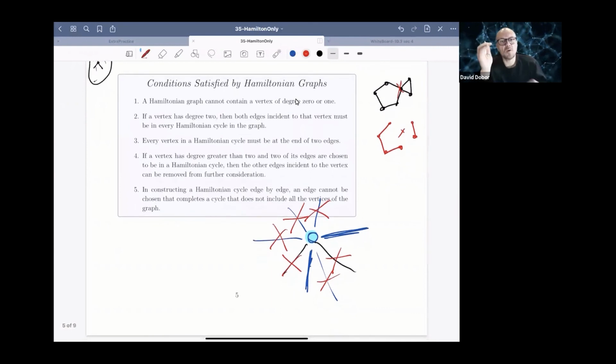What else? Another thing is that the Hamiltonian cycle itself cannot be a part of any other larger cycle in the graph. This is condition number 5.